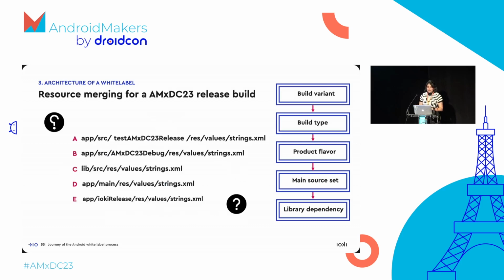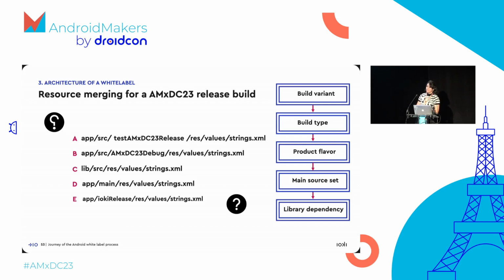All right, so if we have resource merging for a conference release build, which resource do you think will be used? We have release builds, debug resources, main resources, library resources. So we have a little priority order here. Anybody? Yes?